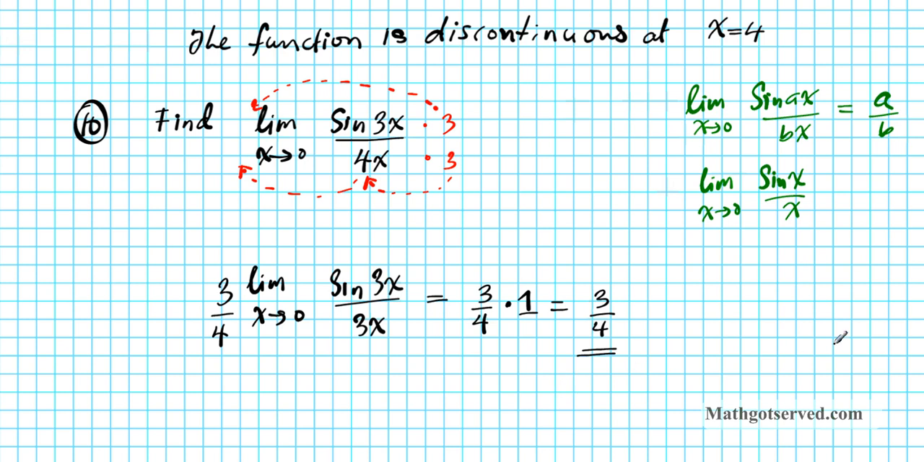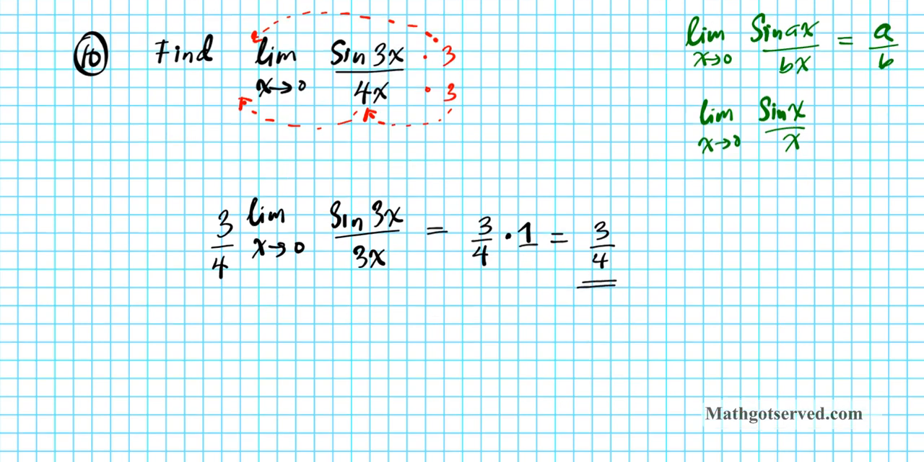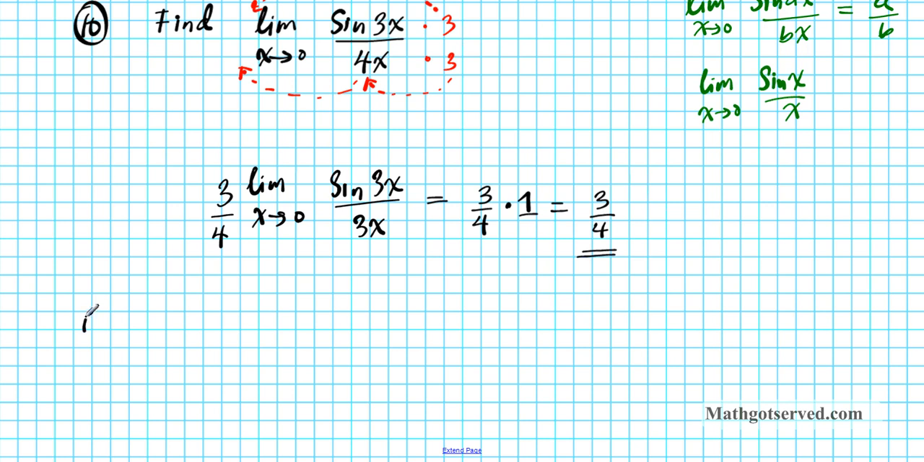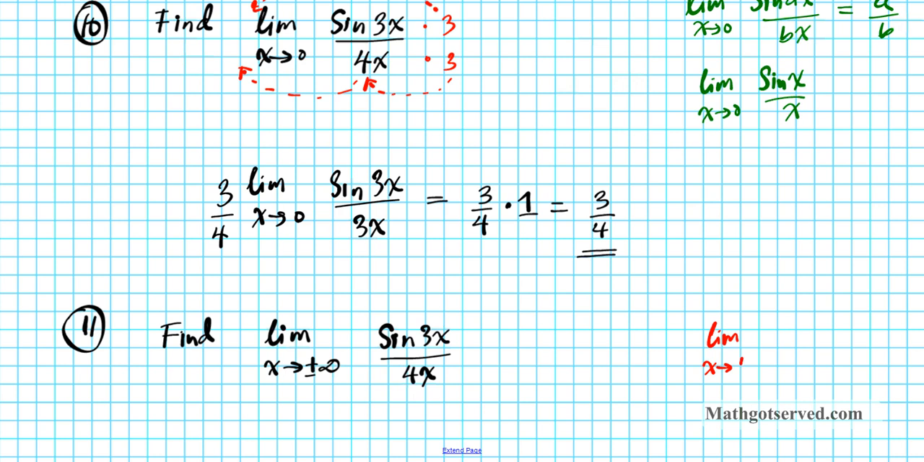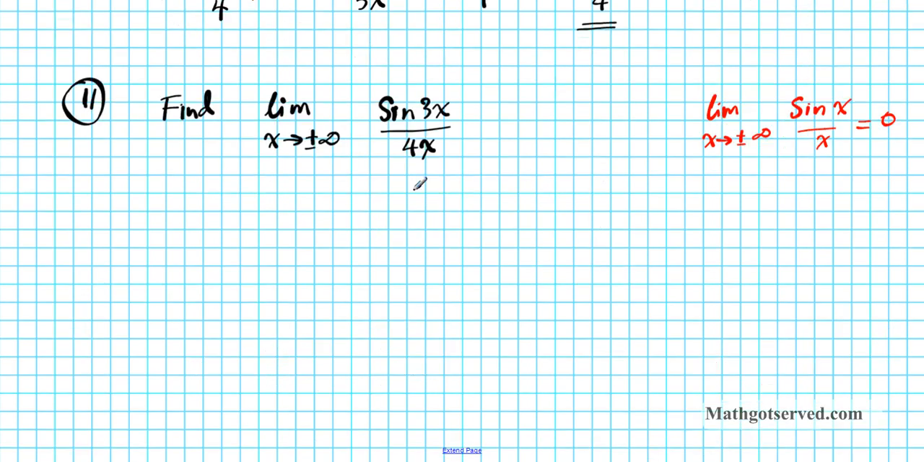All right, let's try another example. Number 11. Let's find the limit as x approaches plus or minus infinity of sine 3x over 4x. Okay, so for this one, remember that the limit as x approaches plus or minus infinity of sine x over x is equal to 0. Okay, so we expect this to go to 0 by the squeeze theorem.